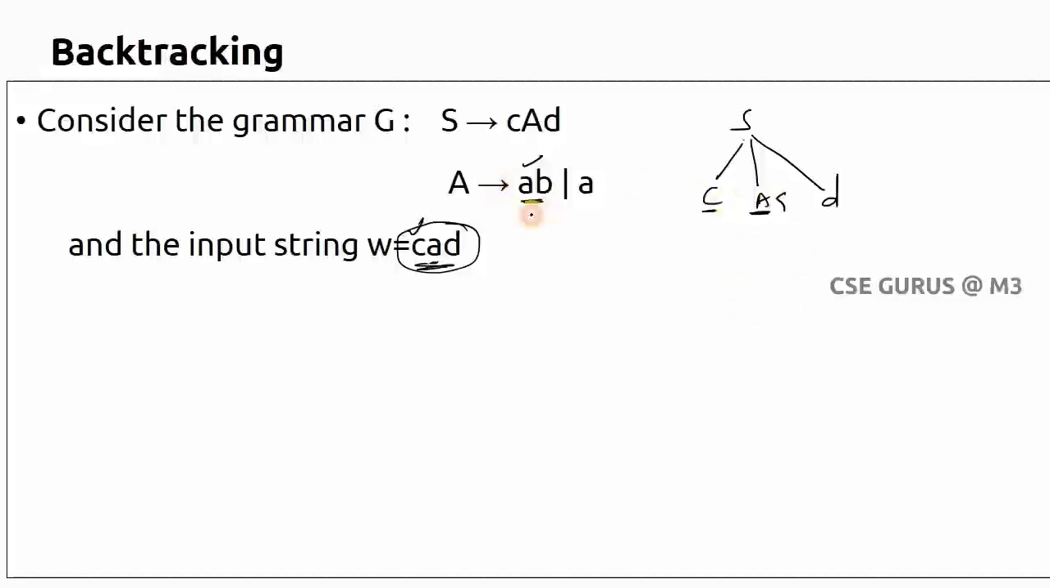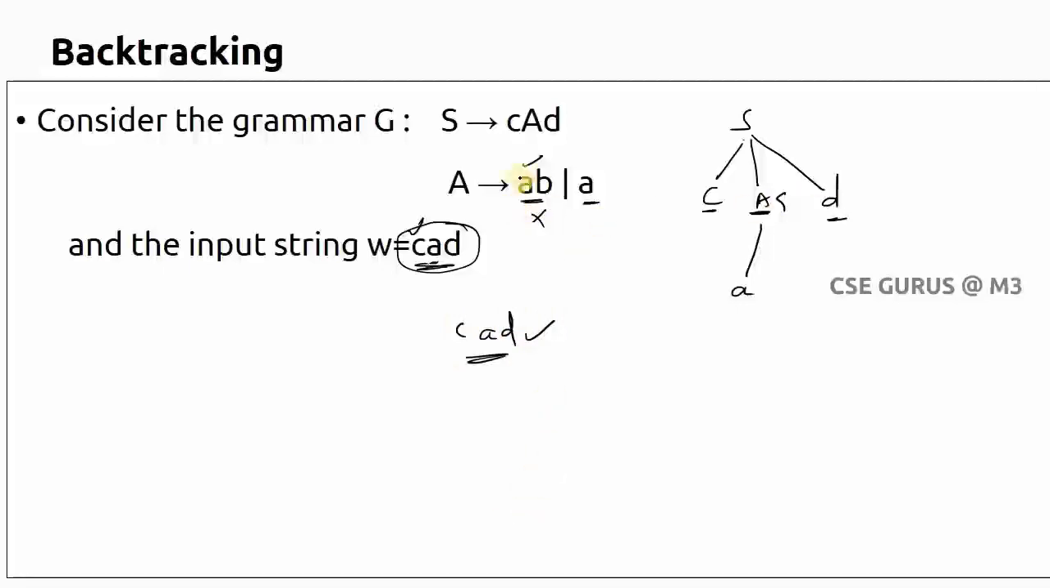A tends to AB, we are not reaching the correct answer. That's why I'll take the alternate. What is A tends to A? So I'll substitute. So next, anywhere D, yes, terminal. So now you can see the answer CAD. Is it our exact answer? Yes. So that's why your input is accepted.